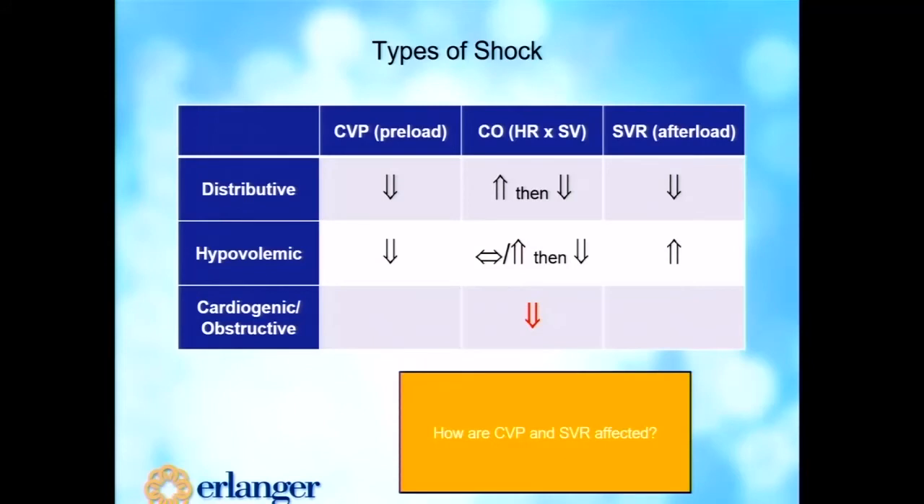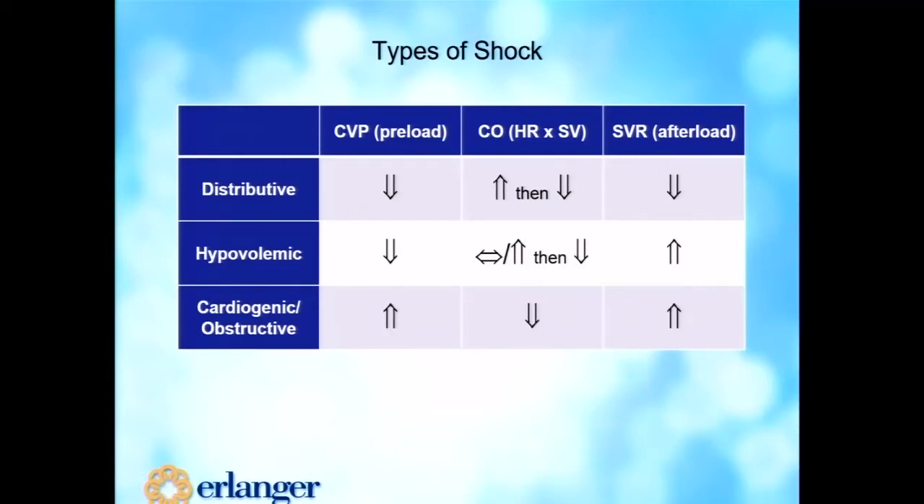So how would you expect your CVP and your SVR to be affected? So this time we'll start with the CVP. It'll be increased. Yeah, just think about your typical heart failure patient when they come into the ICU. They're usually pretty fluid overloaded. And then as far as your SVR, yes, it's also increased. So your SVR increases in an attempt to try to maintain your blood pressure. So if you think back to blood pressure equals cardiac output times SVR, your cardiac output's going down, and so your SVR responds by going up.